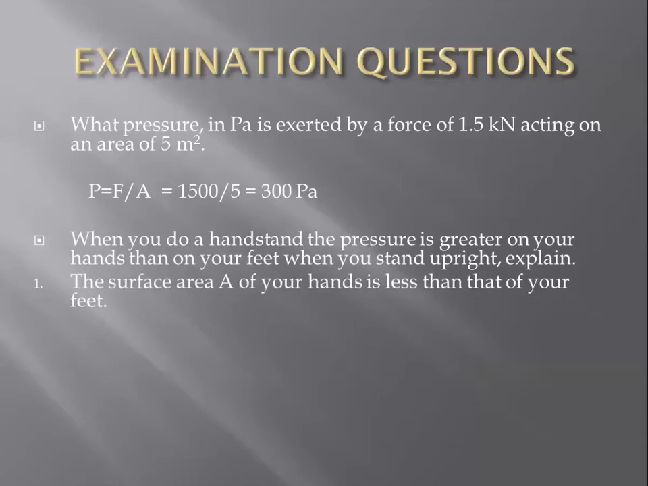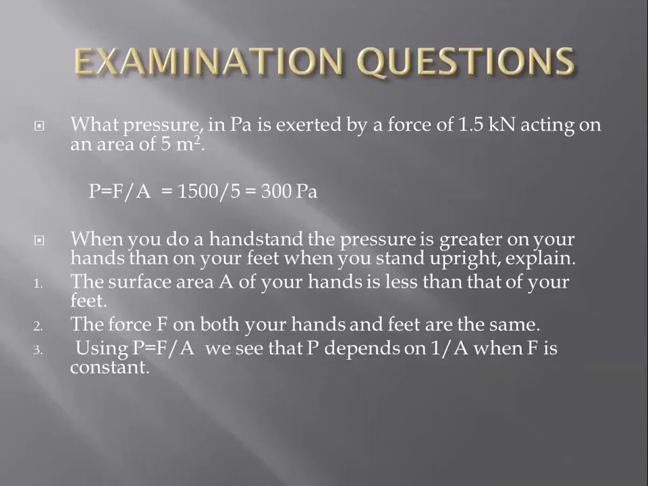Surface area A of your hands is less than that of your feet. That'll be 1 mark. Second point, the force F on both your hands and feet is the same. Force, in this case, is your weight and doesn't change. Third part, using the formula pressure equals force over area, we see that P depends on 1 divided by A when F is constant. We always have to have something constant when we've got 3 variables, otherwise we can't answer the questions easily. So F is constant, and we see that the pressure is inversely proportional to the area.